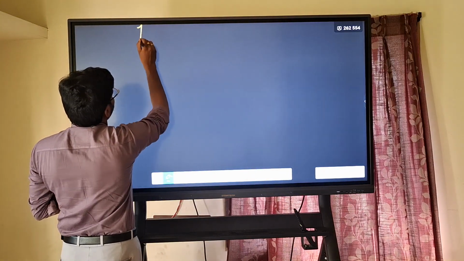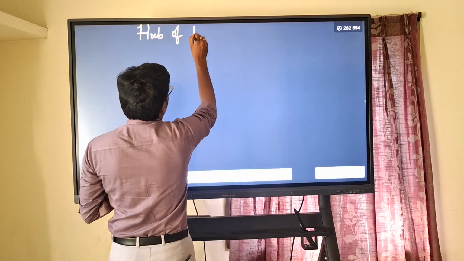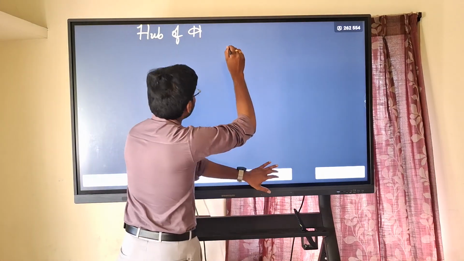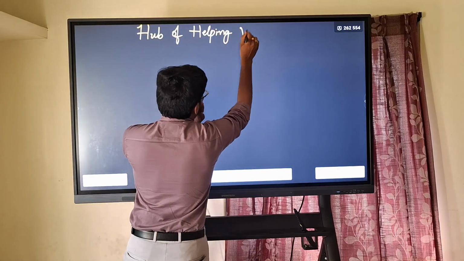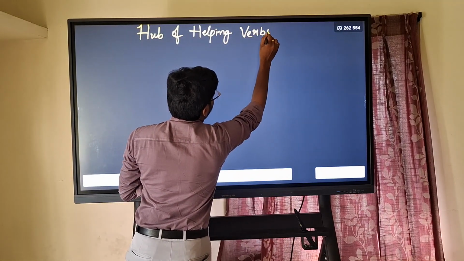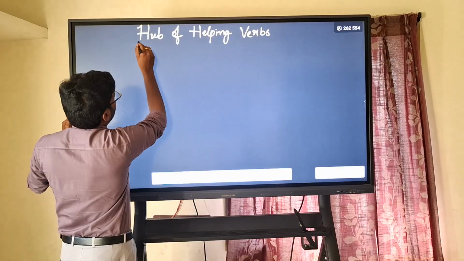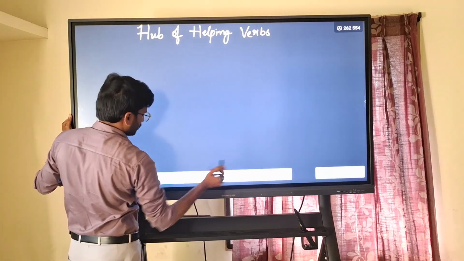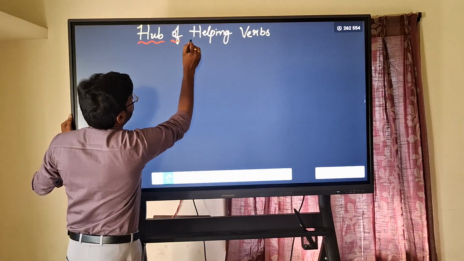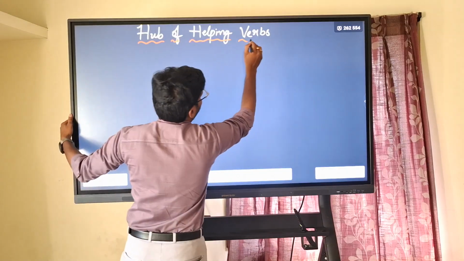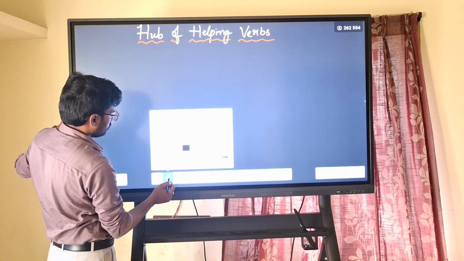Okay, let it be. Hub of helping verbs. So here we will complete the session called the tenses table also. What is that? Tenses table. So almost all of these are tenses which we use generally to frame sentences.